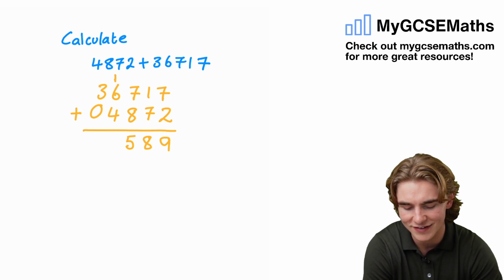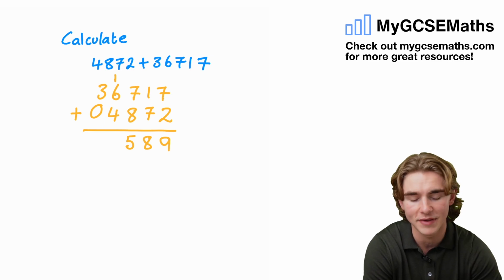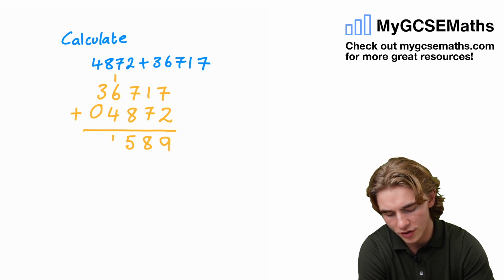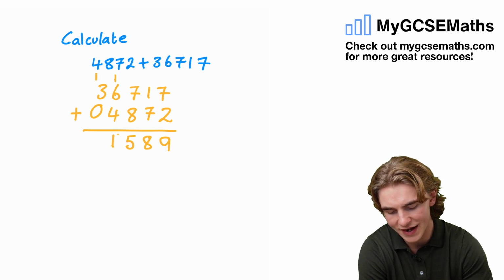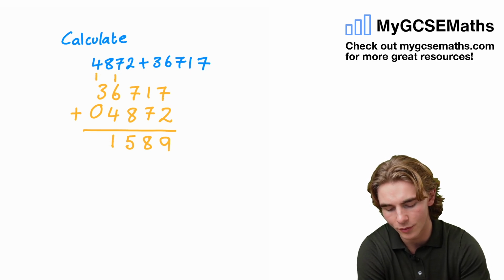Next up, guys, we're going to add together the 1, the 6, and the 4. 1 plus 6 is 7, plus 4 is going to be 11. We can write the 1 down here below and the other one down here above. This was the second one from the 11, and this was the first one from the 11.